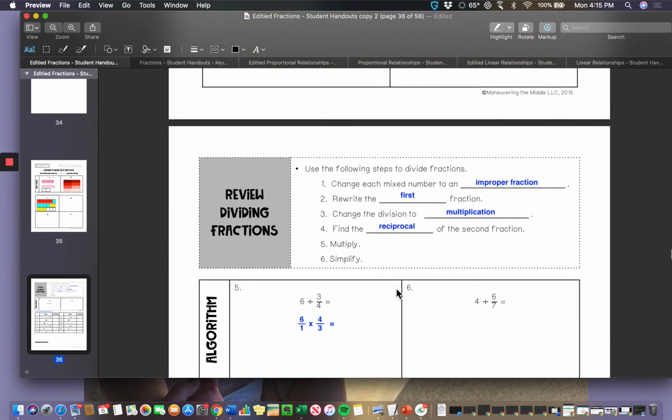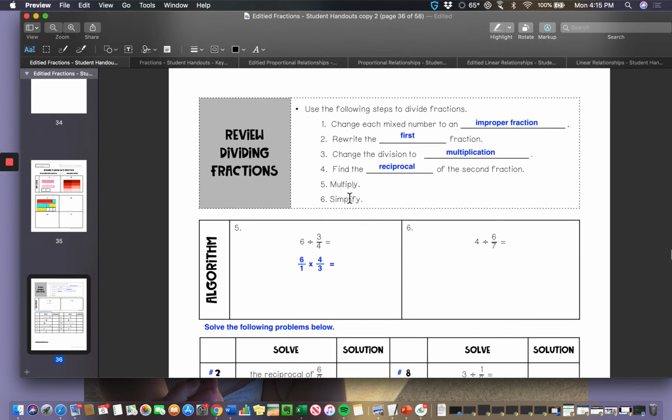Alrighty, let's go on down to the next page. If you flip your page over, it says reviewing dividing fractions. So use the following steps to divide fractions. Number 1, change a mixed number to an improper fraction. You cannot divide mixed numbers. They need to be put into improper fractions. Then 2, rewrite the first fraction. 3, change the division to multiplication. 4, find the reciprocal of the second fraction. And 5, multiply. And 6, simplify.